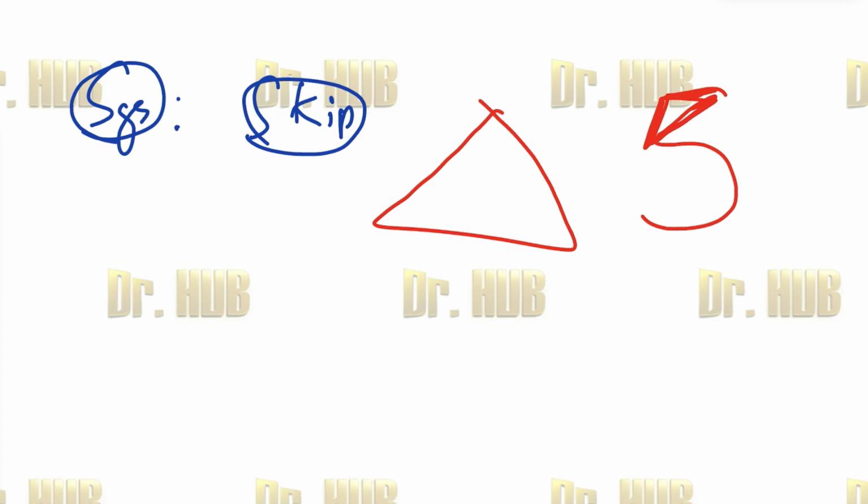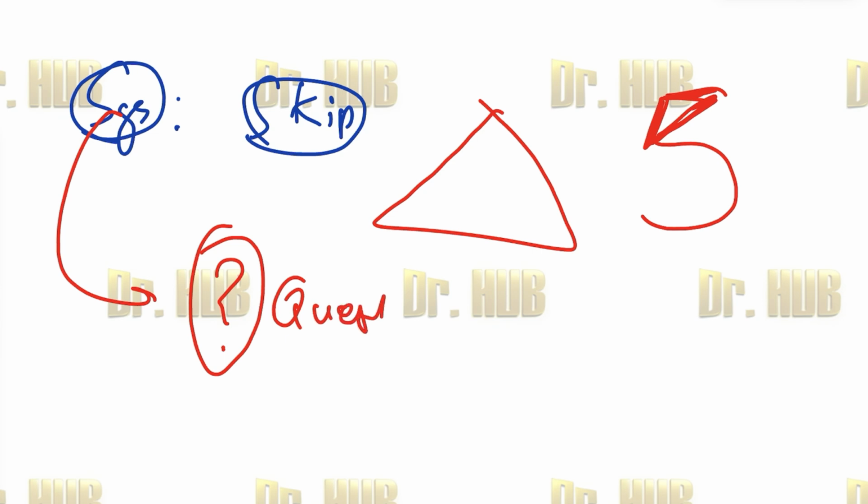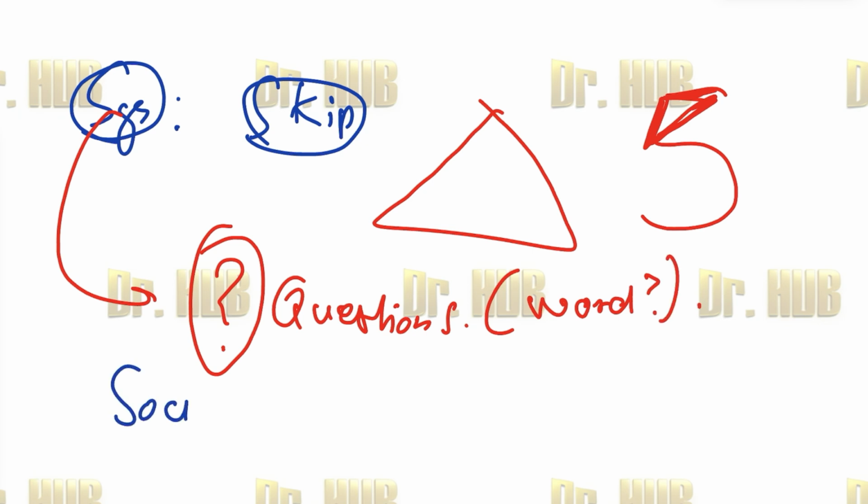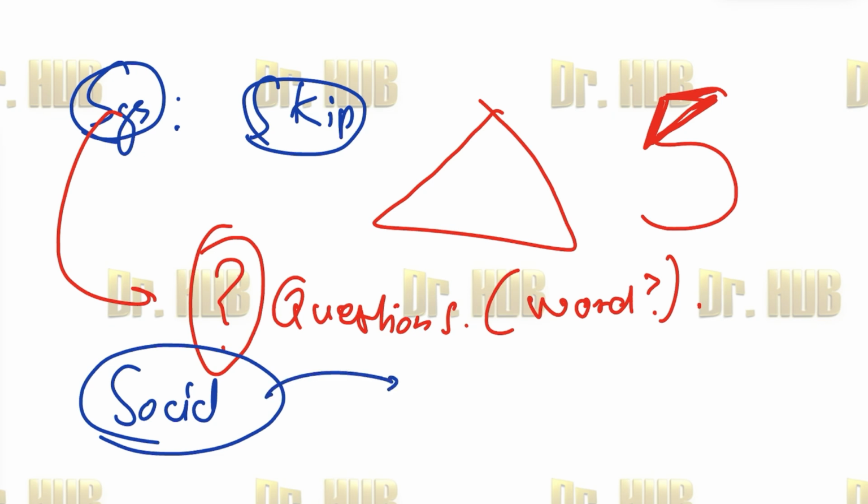The child has more intellect at 5 years, so they'll ask questions. So the child is able to ask questions, that is, what does the word mean? So next, what is the social milestone at 5 years? The social milestone at 5 years will be dress and undress.